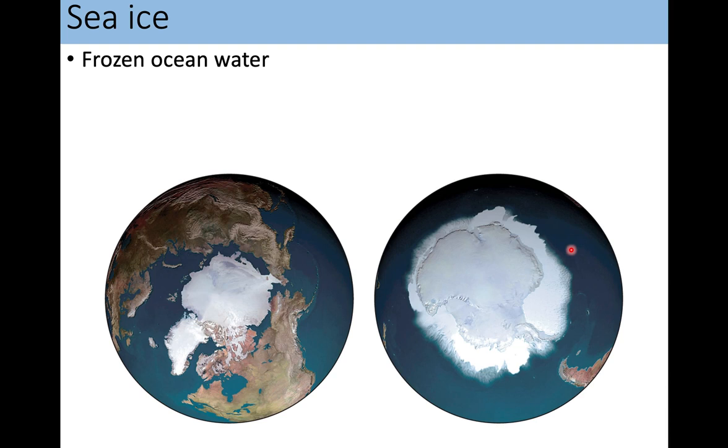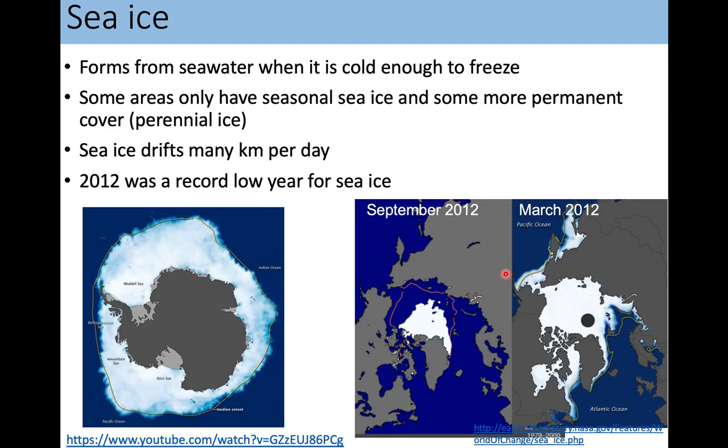So the next piece to talk about is sea ice. So we'll just quickly talk about sea ice, which is frozen ocean water. So this is the North Pole, this is the sea ice here, with Greenland here, and then there is sea ice extending all around the continent of Antarctica.